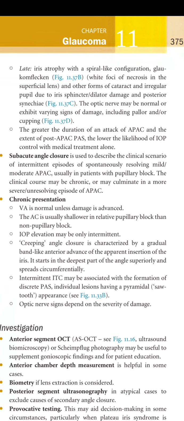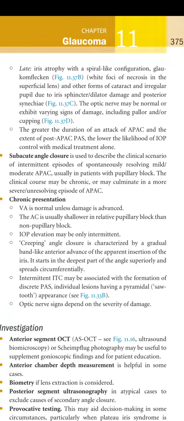Iris atrophy with a spiral-like configuration, glaukomflecken, which is a white focus of necrosis in the superficial lens, and other forms of cataract, and an irregular pupil due to iris sphincter or dilator damage and posterior synechiae. The optic nerve may be normal or exhibit various signs of damage, including pallor or cupping. The greater the duration of an attack of APAC and the extent of the post-APAC PAS, the lower the likelihood of IOP control with medication alone.